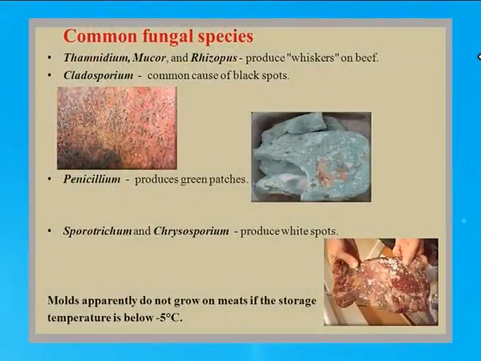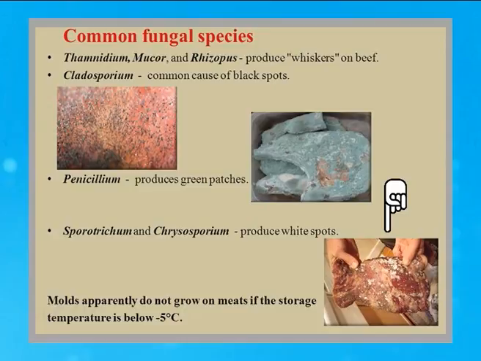For example, we have Thamnidium, Mucor and Rhizopus, which produce whiskers on beef meat. Also, Cladosporium is a fungus which produces black spots over the surface of the meat, which can be clearly seen in this picture. Many species of Penicillium produce green patches over the surface of the meat, and therefore this meat should not be consumed at all. Sporotrichum and Chrysosporium are two other fungi which produce white spots over the surface of the meat, and this shows that the meat has been spoiled by molds, or by the growth of fungi.